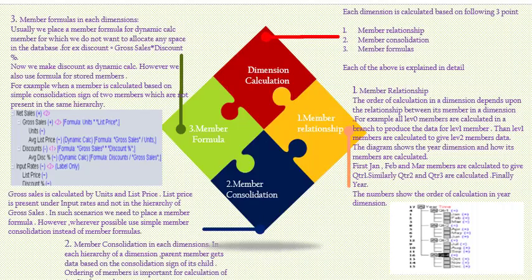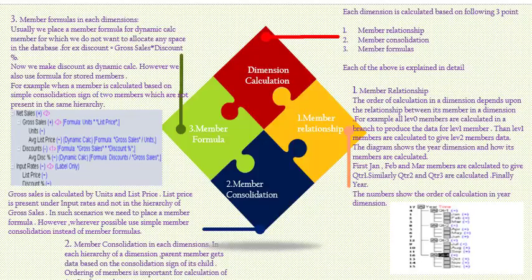This slide shows how each dimension is calculated. Each dimension is calculated based on the following three points: 1. Member relationship. 2. Member consolidation. 3. Member formulas. Member relationship: the order of calculation in a dimension depends upon the relationship between its members in a dimension. For example, all level 0 members are calculated in a branch to produce the data for the level 1 member. Then level 1 members are calculated to give level 2 members data.